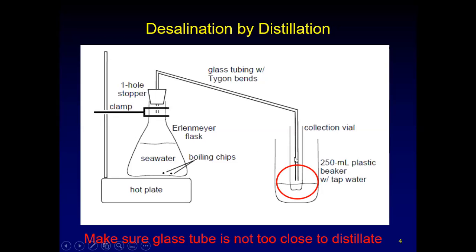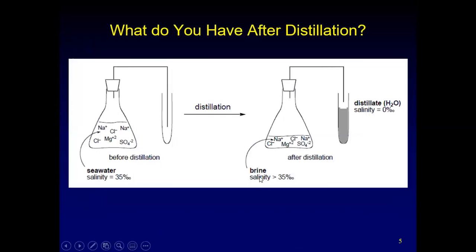You'd have to make sure that this is not too close to your distillate. Your distillate is going to be just some terminologies. So your distillate is going to be what you actually collect. Your brine is going to be your extremely concentrated solution once most of the water has been taken out and purified. The purified water is going to be your distillate.